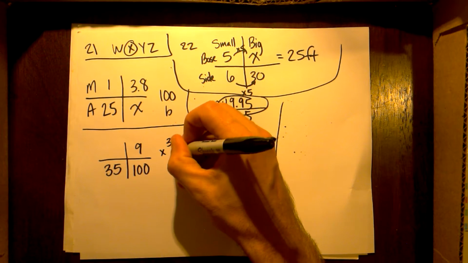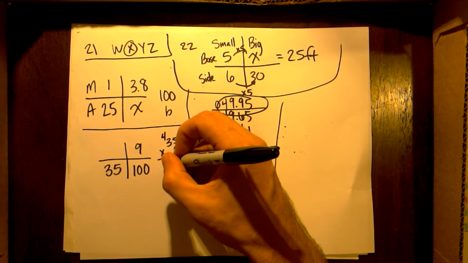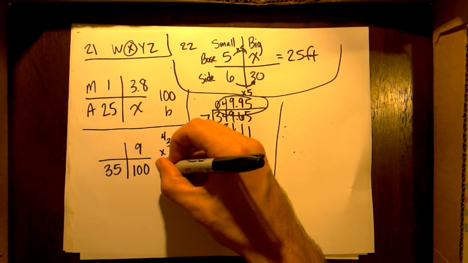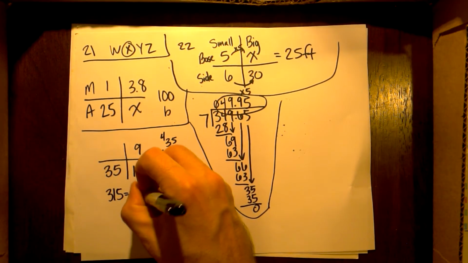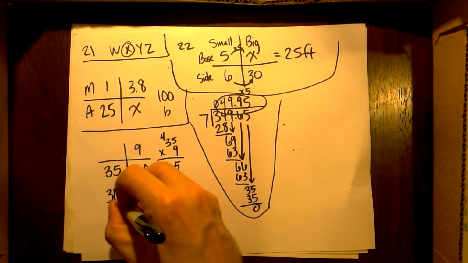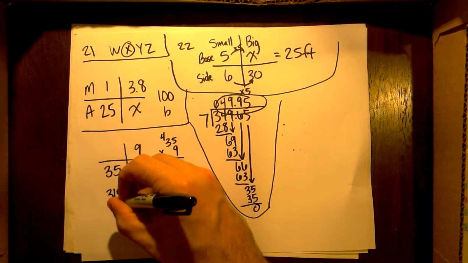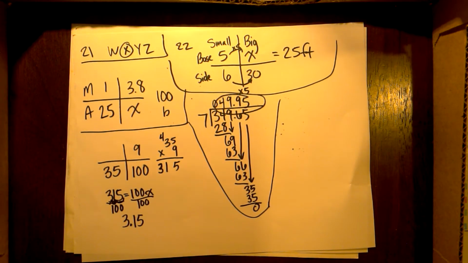$35 times 9. 5 times 9 is 45. 9 times 3 is 27. Plus 4 is 31. So 315 equals 100x by cross multiplying. Divide by 100. Dividing by 100. Remember, we use the decimal method to change it over to be 3.15. So the sales tax would be about $3.15. Now, if that answer choice wasn't there, we would look for an answer choice that's just a little bit lower. So 3.13, 3.14 would be acceptable answer choices also.